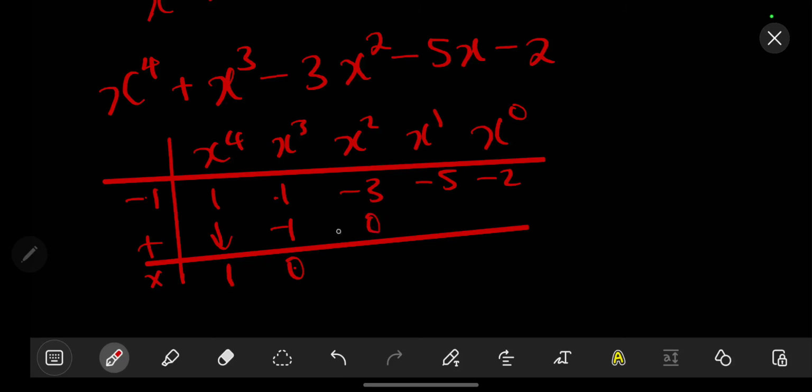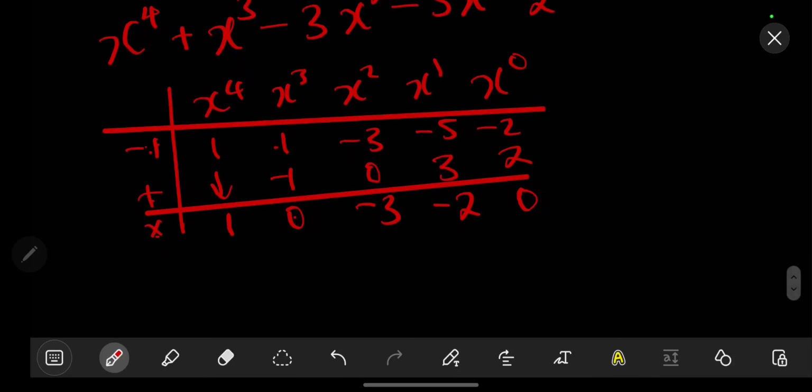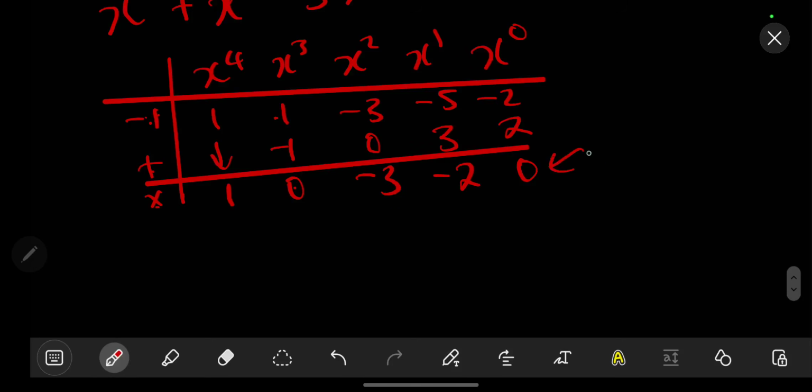Then add negative 3 plus 0 is negative 3. Multiply negative 1 times negative 3, this will give us a positive 3. Add negative 5 plus 3, this will give us a negative 2. Negative 1 times negative 2 is a positive 2. This plus this gives you a 0, like that. So as long as the remainder is 0, it means it's a factor. So we are finding out that it's a factor.